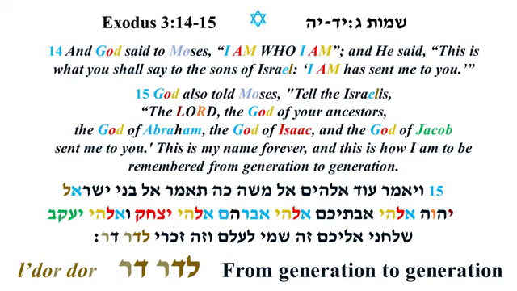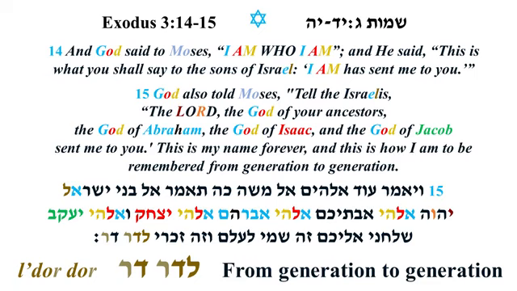God also told Moshe, tell the Israelites, Yahweh, the Elohim of your ancestors, the God of Abraham, the God of Isaac, the God of Jacob, sent me to you. This is my name forever, and this is how I am to be remembered from generation to generation. That phrase, this is, by the way, when Moses goes up and sees the burning bush, and he says they're going to ask, what is your name? What do I tell them? And this is God's answer to that question.